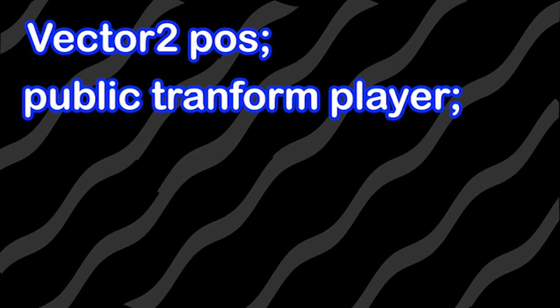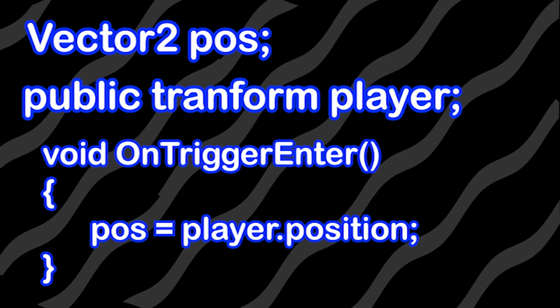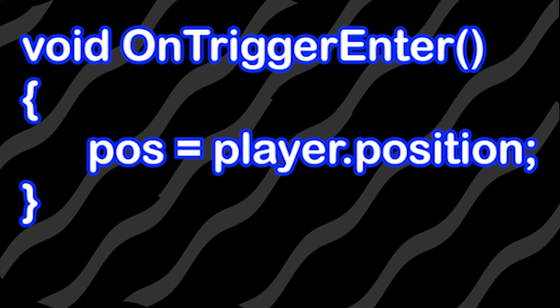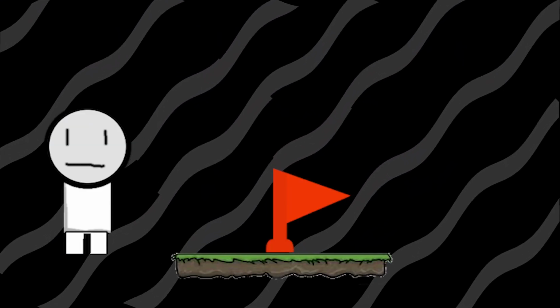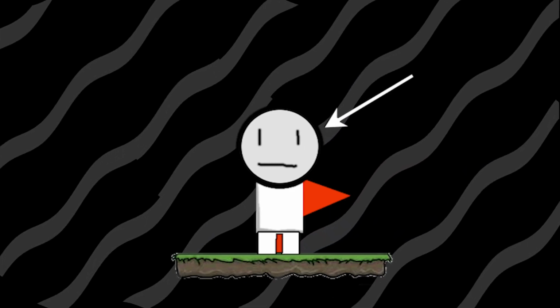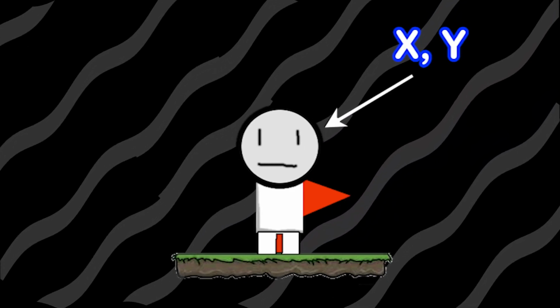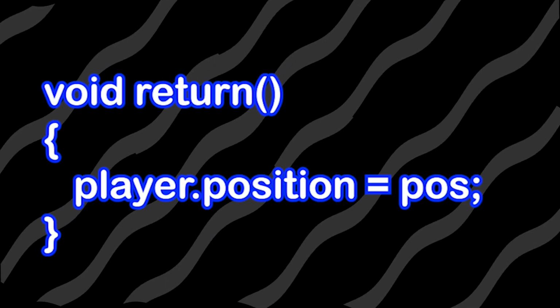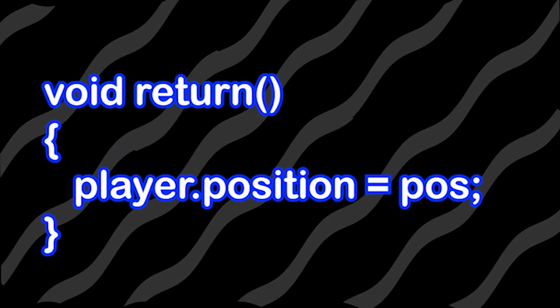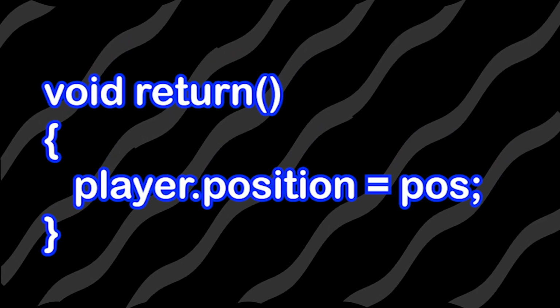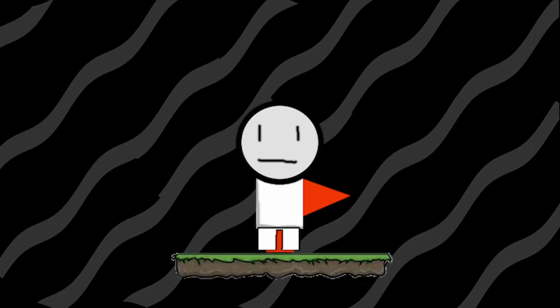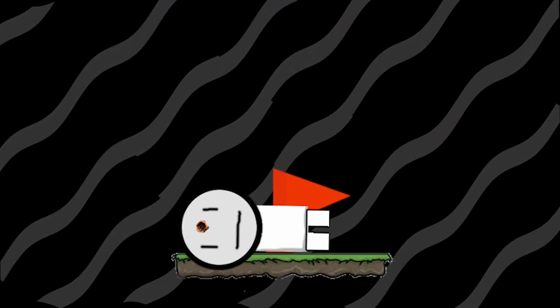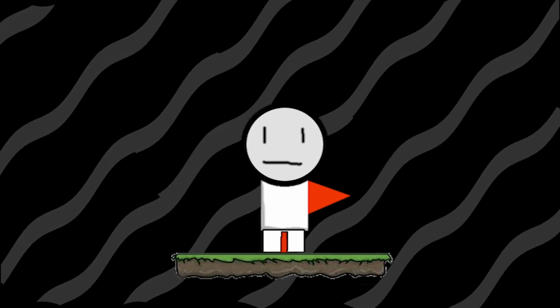So first we need to create a Vector2 and a public Transform for the player. Then whenever the player enters the game object's collider, it will set the values of the Vector2 to the player position. So if our player touches the checkpoint, it stores our player position in x and y coordinates. Then we're gonna create a method that will do the same thing we did earlier but in inverse. And at last, when we die, we are gonna execute that method. So this means if our player dies by any cost, we will respawn him back in.